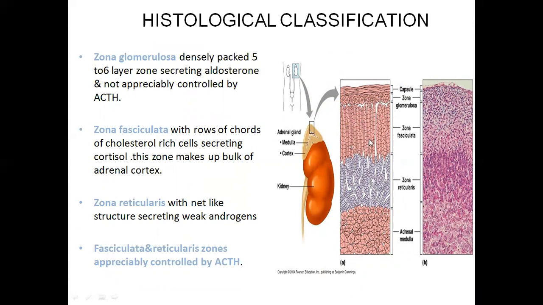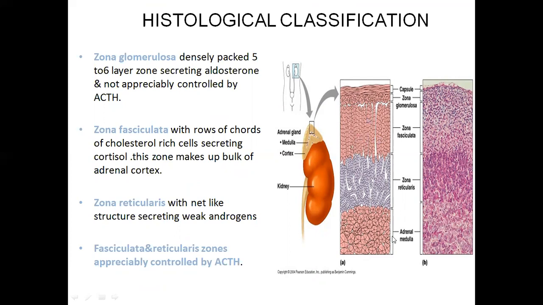Second layer is zona fasciculata, where we have rows of cords of cholesterol-rich cells secreting cortisol. This zone makes the bulk of the adrenal cortex. Cortisol is nothing but the glucocorticoids. Then we have the network type of cell arrangement, that is zona reticularis, which secretes weak androgens. That means from zona glomerulosa we have aldosterone, from zona fasciculata we have cortisol, and from zona reticularis we have androgens.